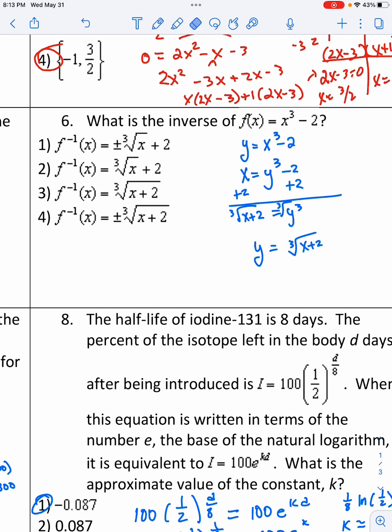So since we are just finding the inverse and we're actually not solving, it's going to be choice 3. So when we take the cubed root, y is going to equal cubed root of x plus 2.